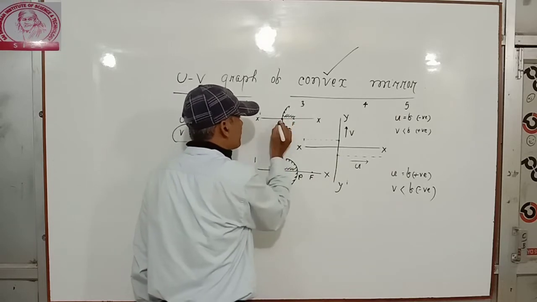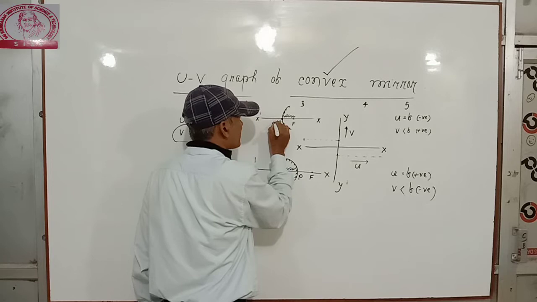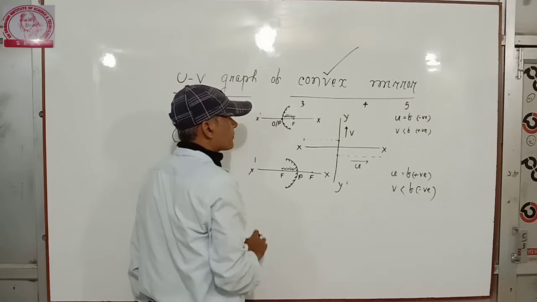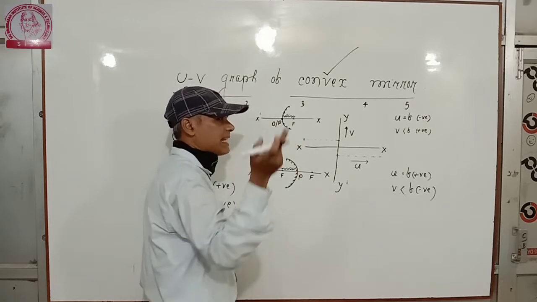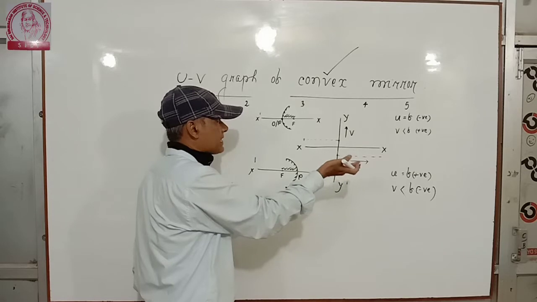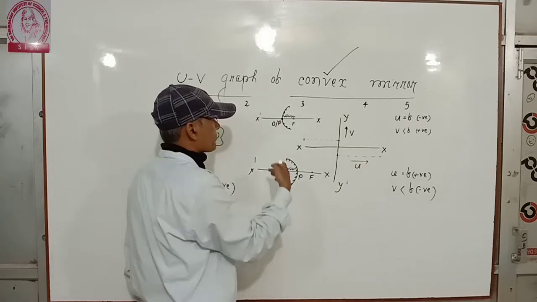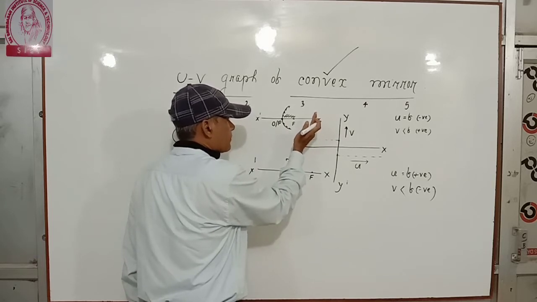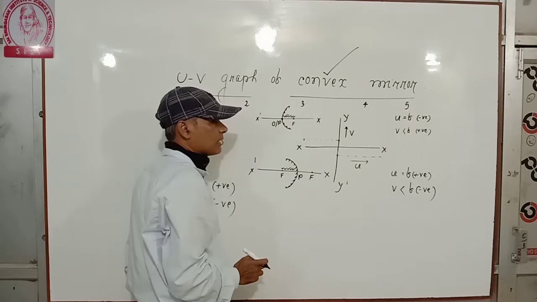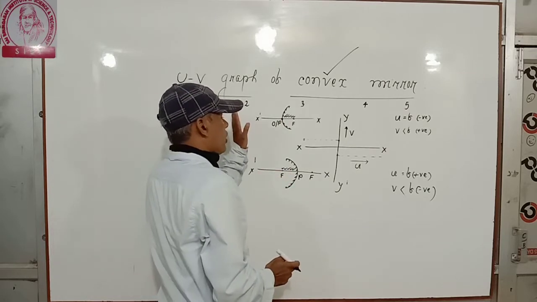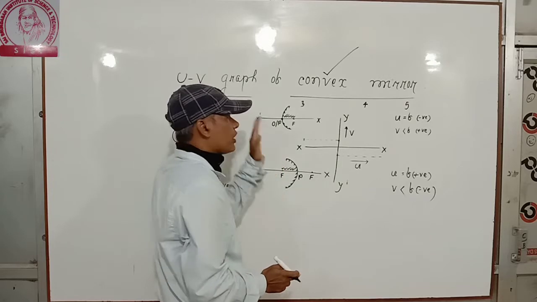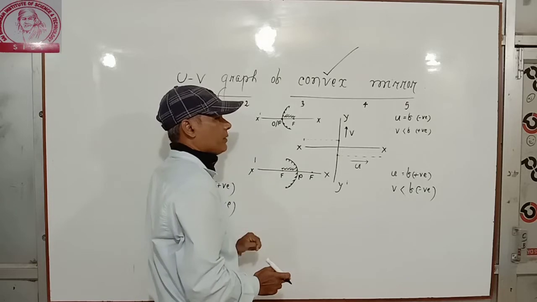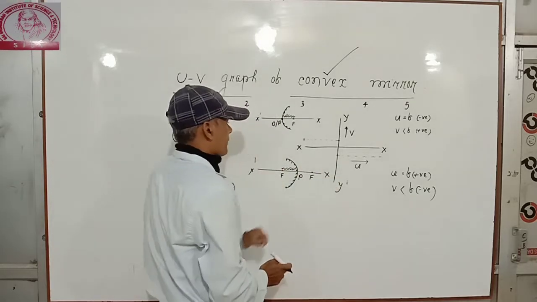But pole stands for origin. Pole can be represented as origin. Okay? And the principal axis can be represented as x-axis. One side is positive x-axis, another side is negative x-axis. So when the image comes closer to the pole, at the same time, the object also comes closer to the pole. That means when U is equal to 0, V is also equal to 0.